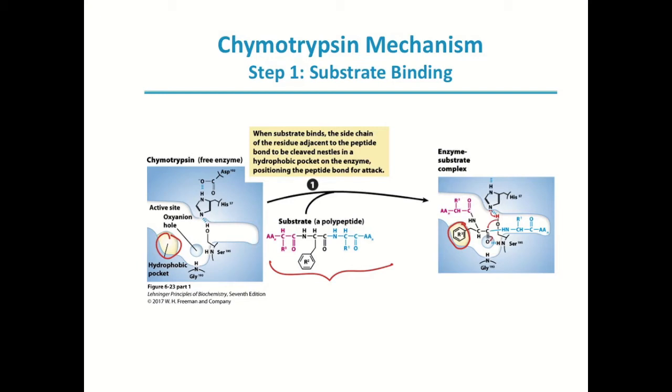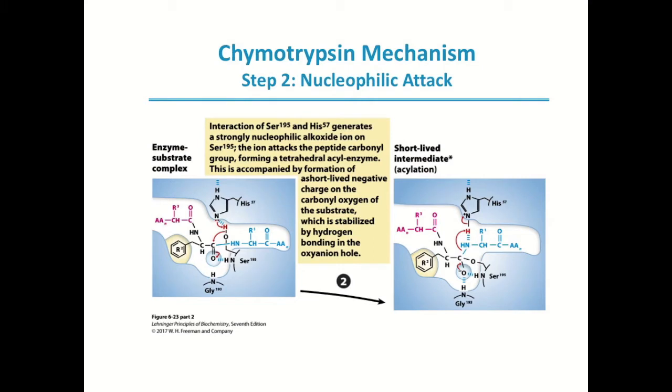And notice here that I'm showing the serine residue 195. That's going to be important in the next step. Nucleophilic attack occurs in the next step. Interaction of the serine 195 and histidine 57 generates a strongly nucleophilic alkoxide ion on the serine residue, and this attacks the peptide carbonyl group, forming a tetrahedral intermediate.